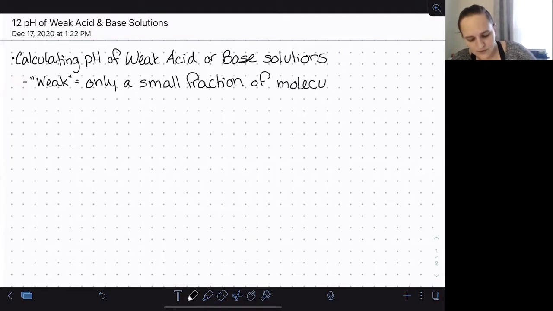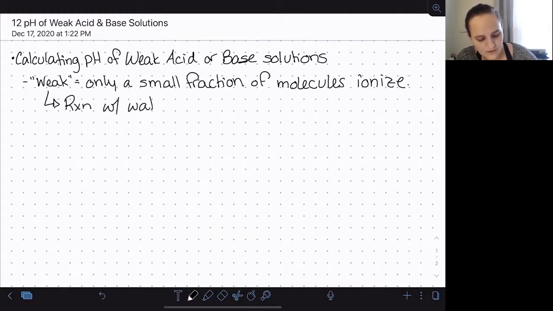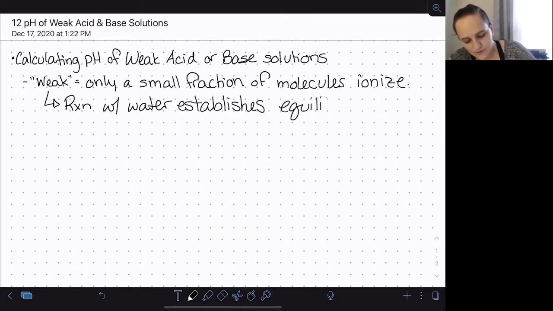So if most of our acid or base is remaining unchanged and only a little bit of our ions are being produced, this is something that is establishing equilibrium. So our reaction with water establishes equilibrium, which means that we can't use stoichiometry like we did for strong acids and bases, because we can only do that when our limiting reactant is being completely consumed. In this case, we don't know exactly how much of our acid or base is reacting, but we know it's not all of it. So we're going to need to use an ice table.